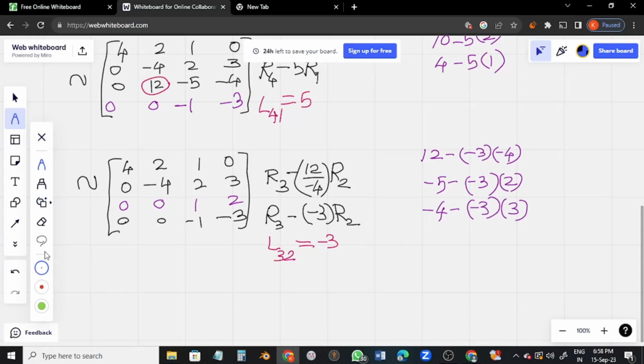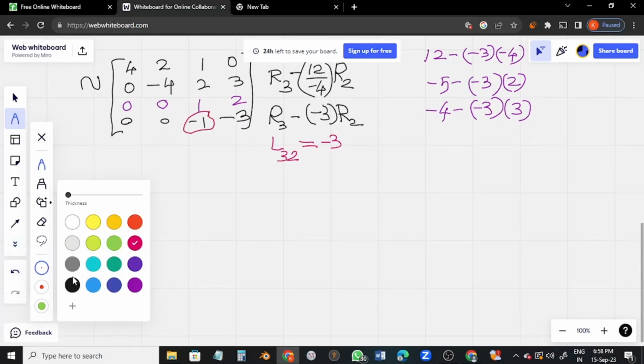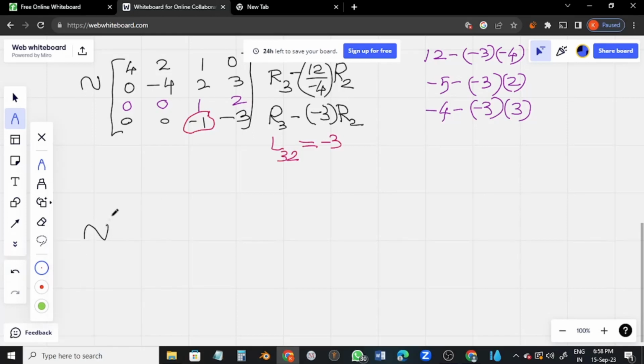Let us now move to the next position, and very obviously our next position is, you can see, here. So what we'll do is, let us first copy down the things with us. So what we have got: 4, 2, 1, 0. Next is 0, minus 4, 2, 3. Then you have 0, 0, 1, 2, and 0, 0 in place of minus 1.